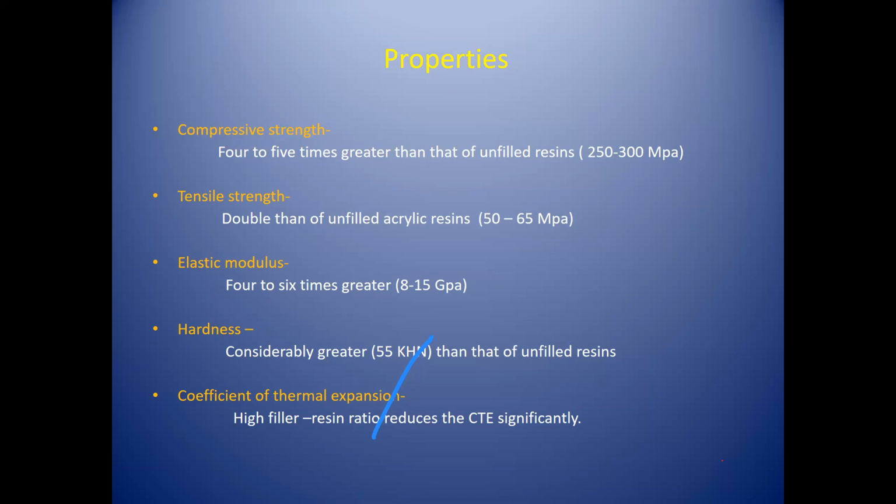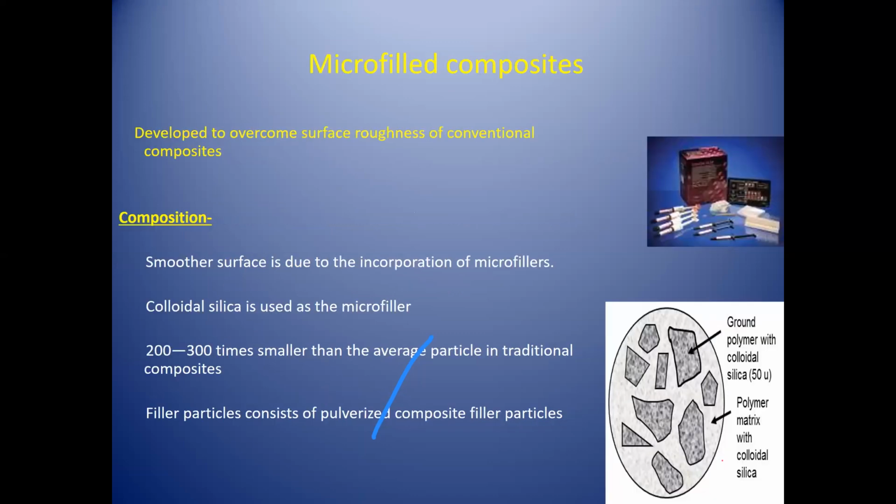The coefficient of thermal expansion is significantly reduced with higher filler resin. Then we have microfill composite, developed to overcome surface roughness of conventional composite. In conventional composite, due to the larger filler particle size, it is rougher and more difficult to polish, whereas microfill composites are easy to polish.